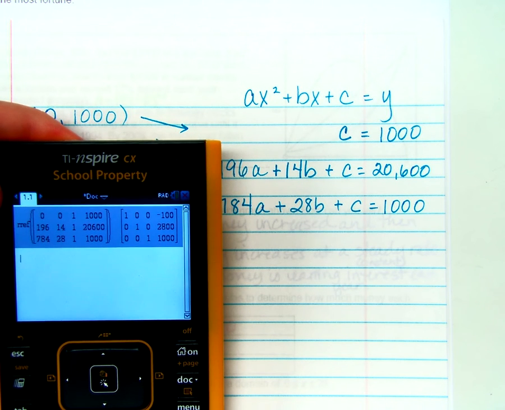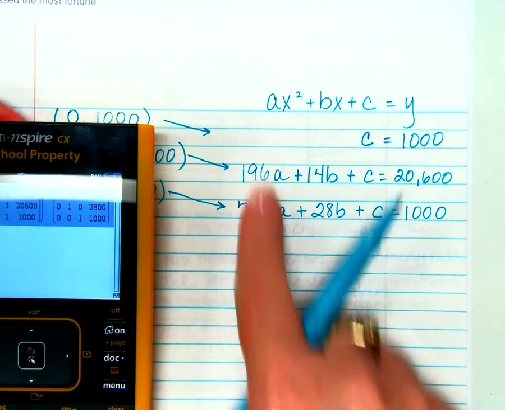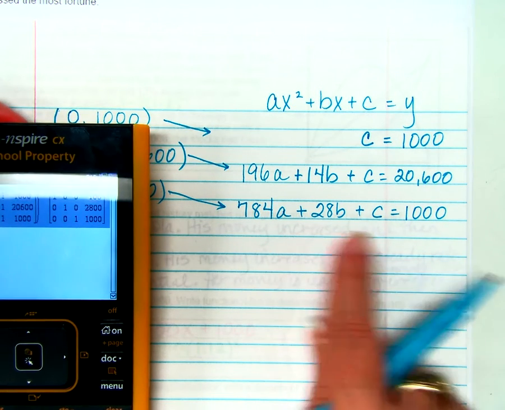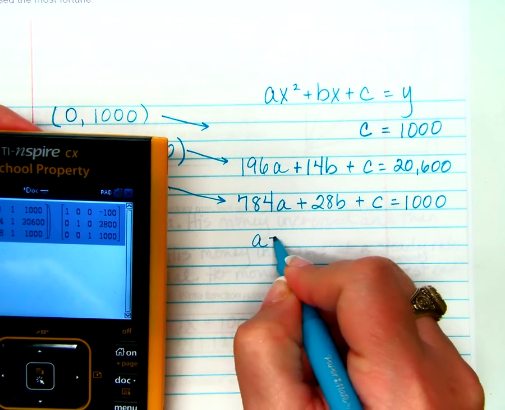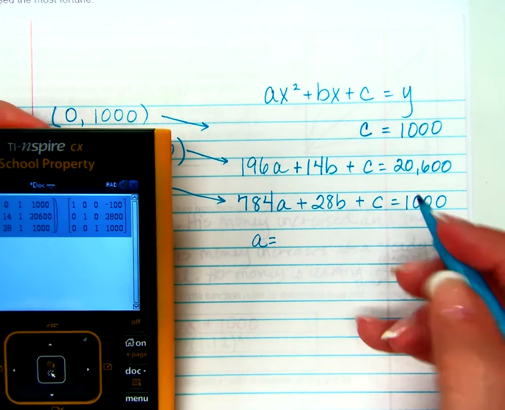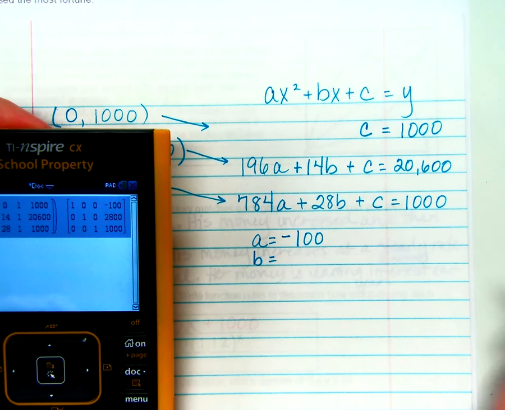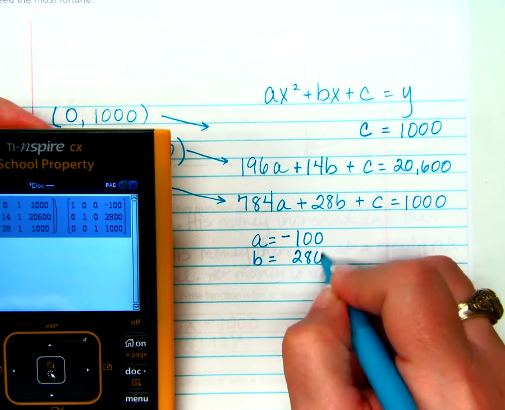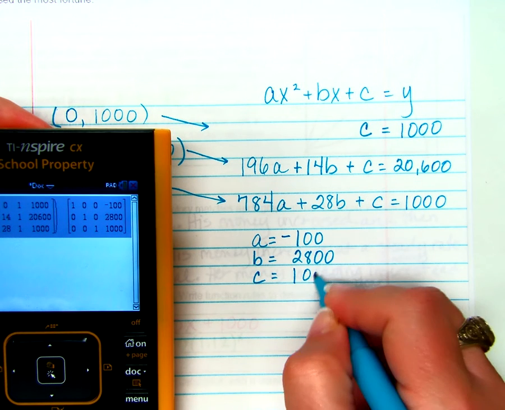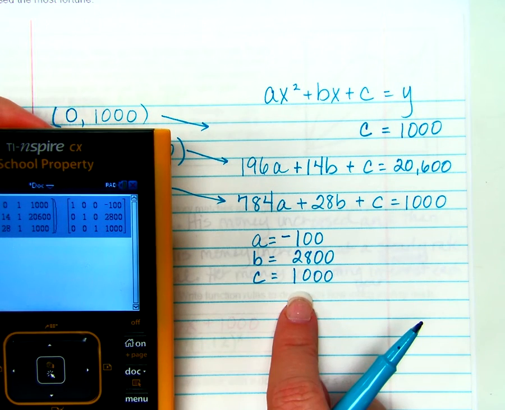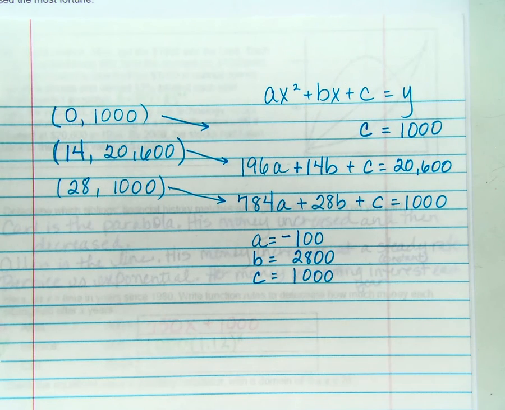Enter. Did it tell me anything? Oh yeah, it told me exactly what I needed, right? What was I trying to solve for in this system? What are my variables in this system? A, B, and C, right? So look at your calculator and tell me what A equals. Negative 100, yep. What about B? 2,800. What about C? 1,000. Did we already have an idea that C equals 1,000? Yes. From that, right? Yes. Okay, so we're good.